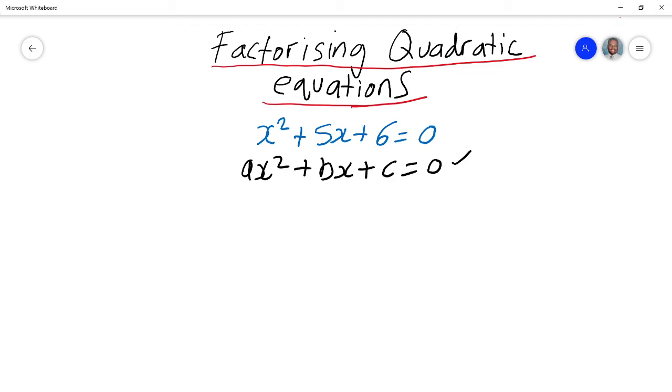So we've got ax squared plus bx plus c, and we've got x squared plus 5x plus 6.